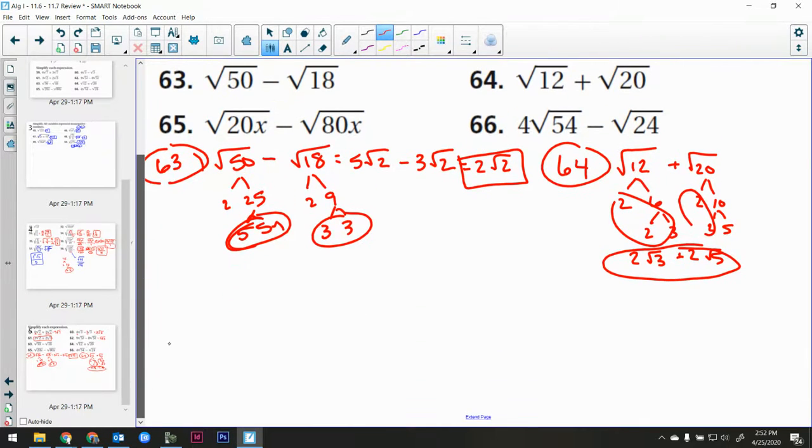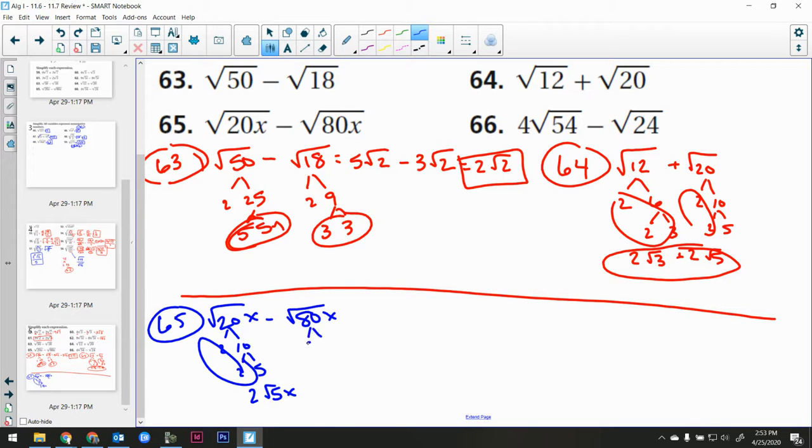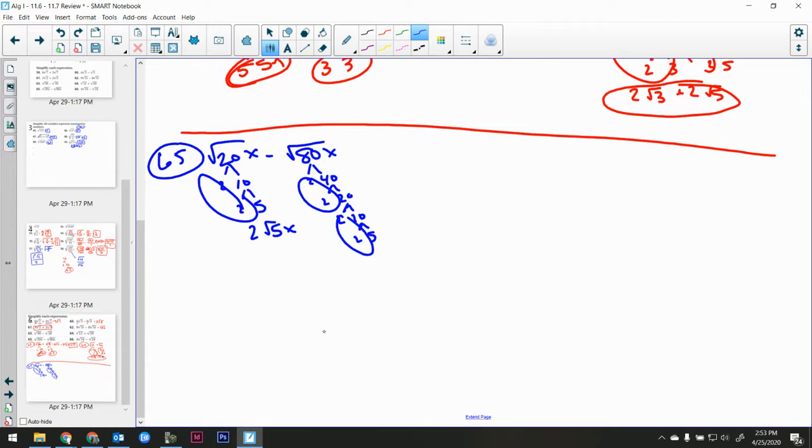Okay, taking a look at the last two, 65 and 66. Here's 65. So radical 20x minus radical 80x. So 2 and 10, 2 and 5. So 2 radical 5x, 2 and 40, 2 and 20, 2 and 10, 2 and 5. Buddy here and buddy here. So that makes, let me get more room here. So this is 2 radical 5x minus 4 radical 5x. So negative 2 radical 5x.